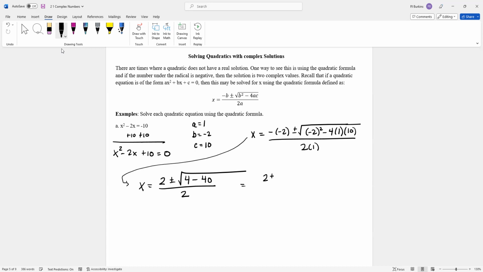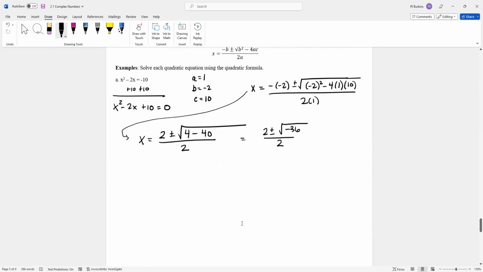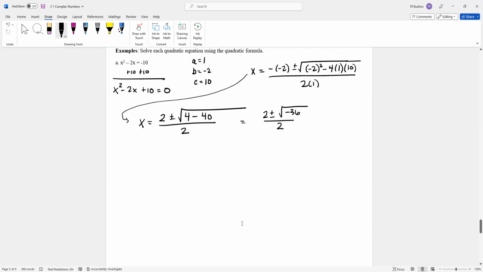Right, simplifying under the radical, we have -36. We've run into this problem before. The negative under the radical needs to be replaced with i. So this is 2 plus or minus, remember, the square root of -1 times the square root of 36, which is i times the square root of 36. The square root of 36 is 6.